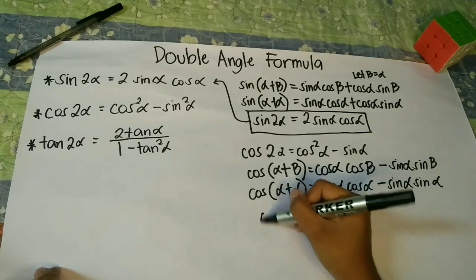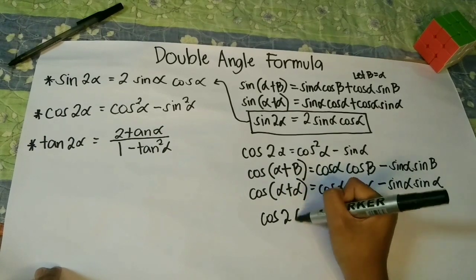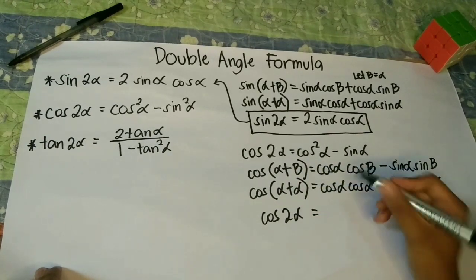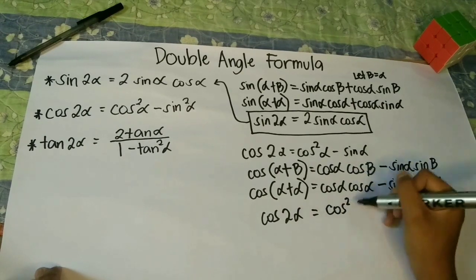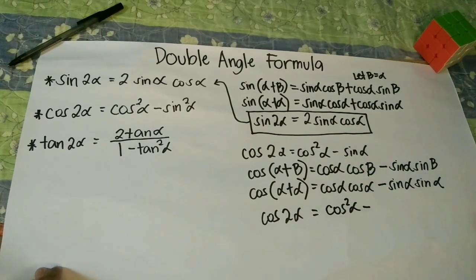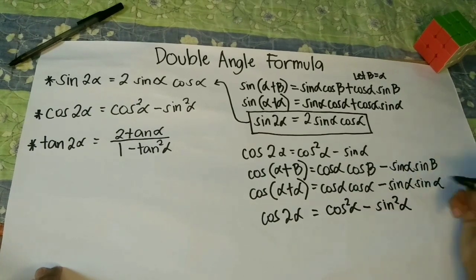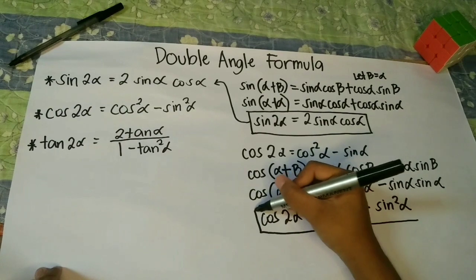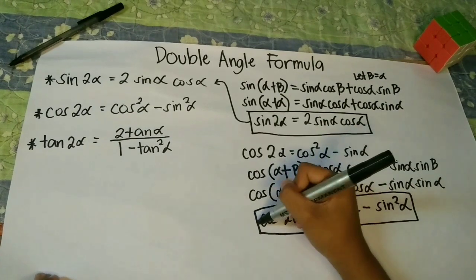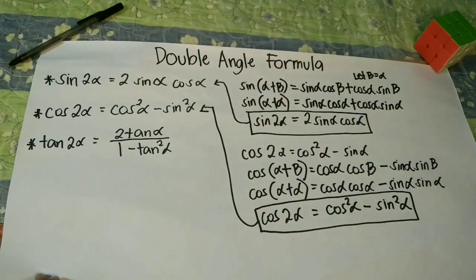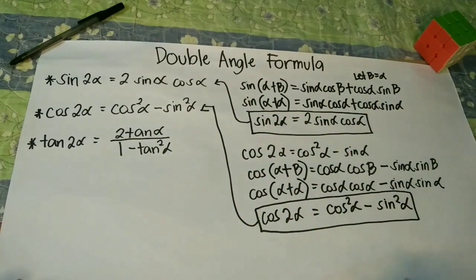So cosine alpha plus alpha, so it will be cosine 2 alpha is equal to cosine alpha times cosine alpha, which is cosine squared alpha, minus sine alpha times sine alpha, which is sine squared alpha. So this is the derivation of the double angle formula of cosine.